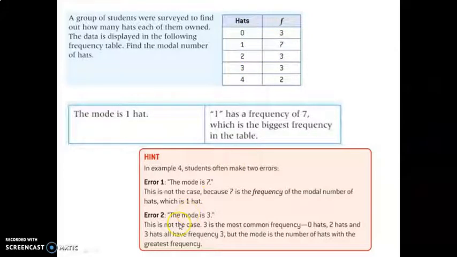Error number 2 that commonly happens. Students would answer, the mode is 3. Why 3? They see 3 appearing three times here, and they're like, that's the mode. Again, this is not our data. This is our data. And this is just the number of times each of these data points occurs. So this is our data. Focus on that, not the frequency numbers.